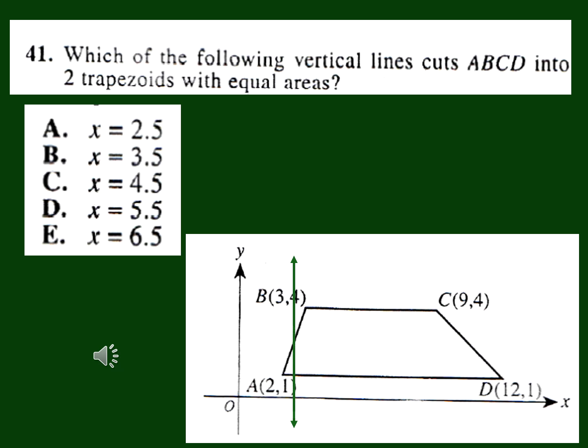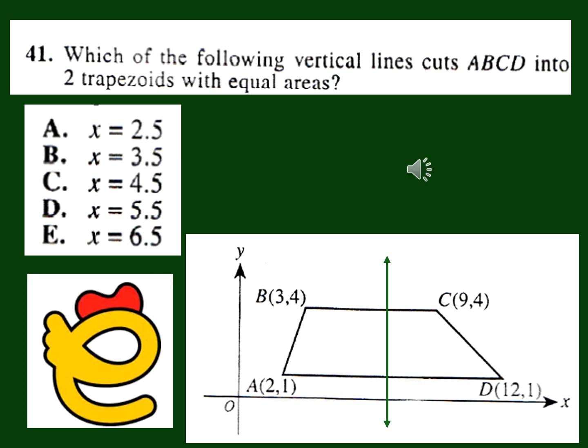If I look at these different vertical lines, x equals 2.5 is clear over toward the left side of that trapezoid. That would give you a little part and a big part. They're definitely not equal. X equals 3.5 would be a little bit further over, but those are still pretty obviously not equal. So you could keep drawing lines further and further over and just seeing which one does appear to make things more equal. It's not too hard to figure out. The answer is going to be one of the last two. It's either 5.5 or 6.5.